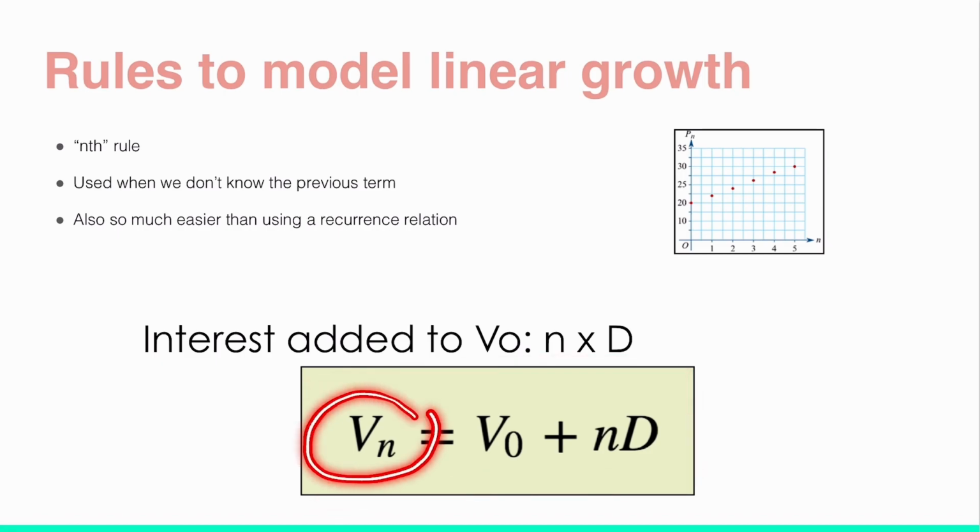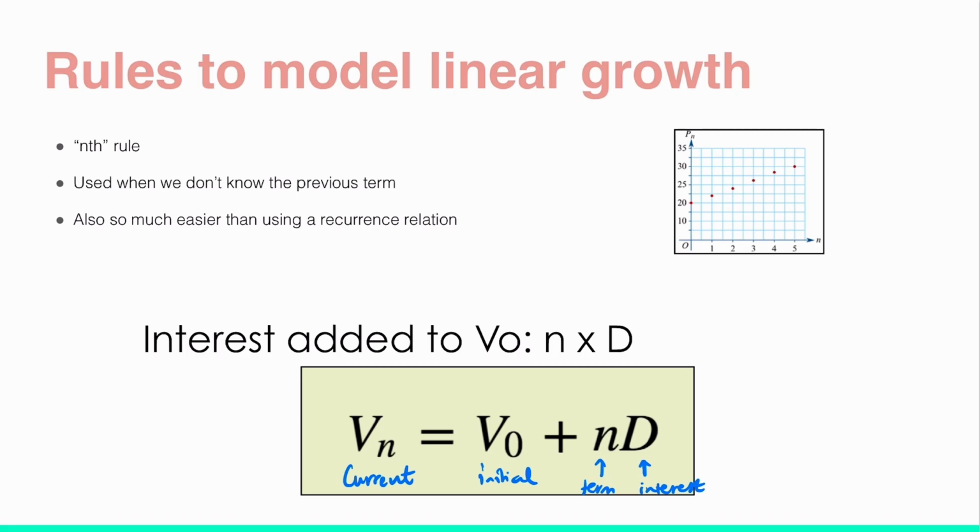So Vn, which is going to be my final value, or well, actually we usually call it current. So our current term is equal to our initial term, plus ND. N is just the term number, and D is the amount of interest or whatever else D might be representing in that situation. It's how much I add on.